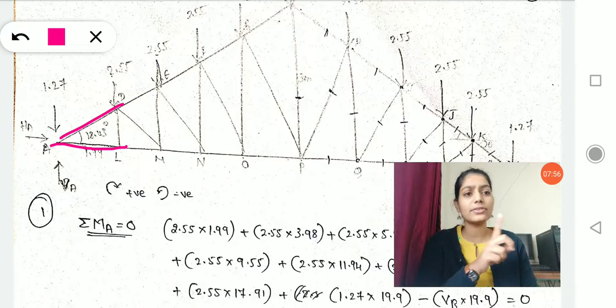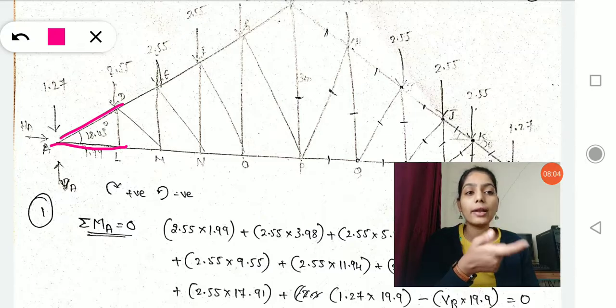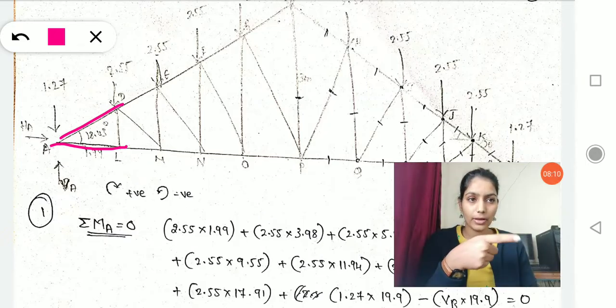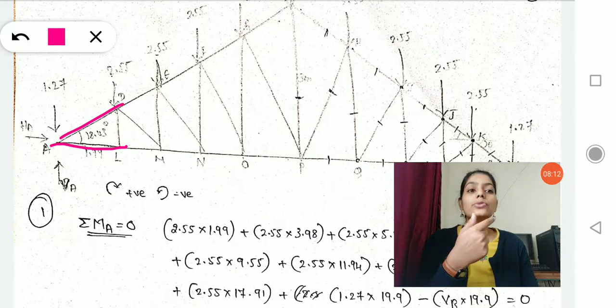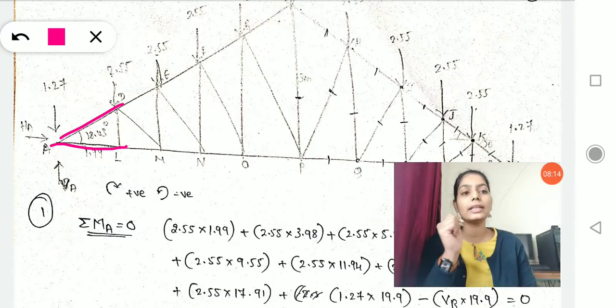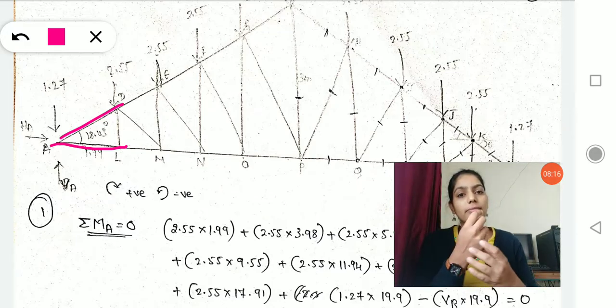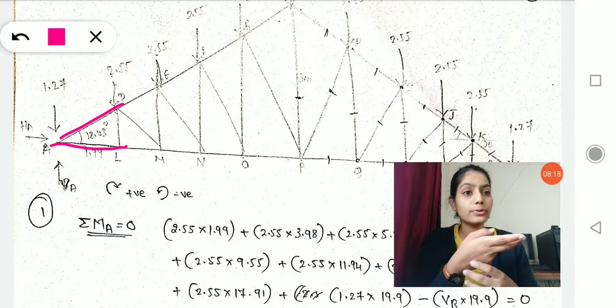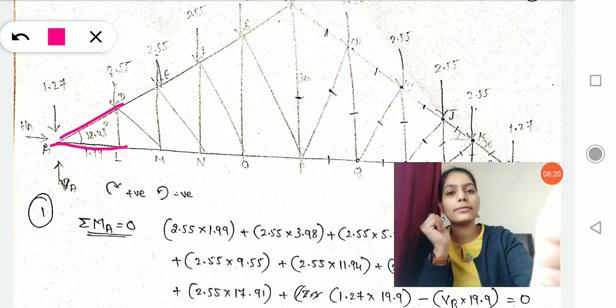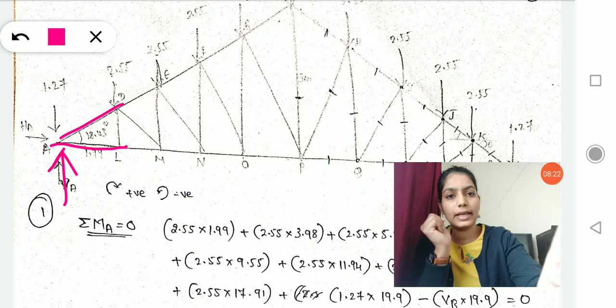No, the selection criteria is not that. The selection criteria is you have to check at that particular joint how many unknowns are supposed to be calculated and how many unknowns are present. On the basis of that, you choose your joint. So here in this case, you have 2 unknowns. See here, how 2 unknowns? Here you have support reaction VA.